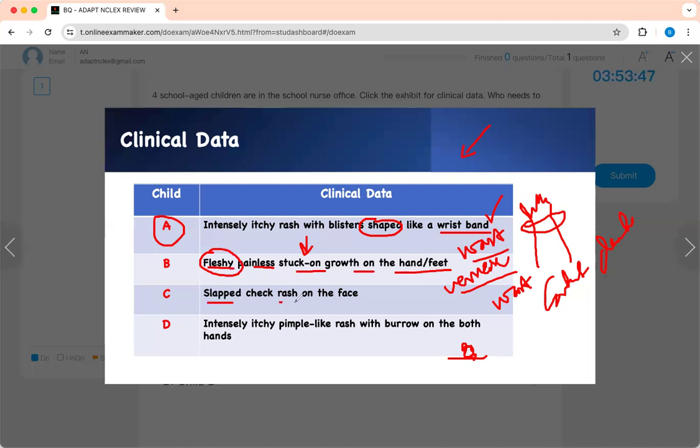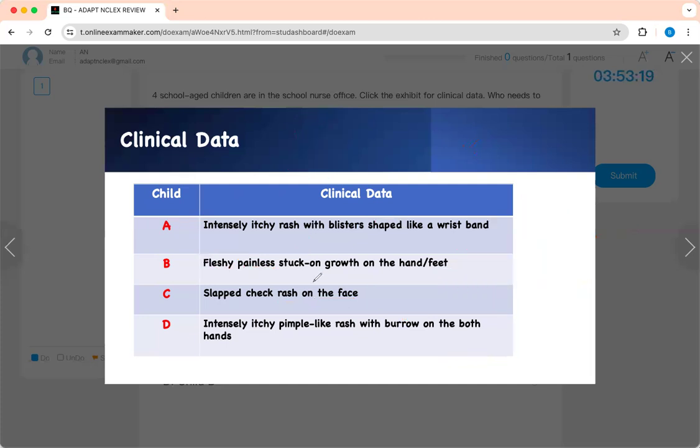Slapped cheek rash on the face. If this is the kid's face and the nose is here, you see a rash here, a rash here. It looks like he's been slapped on the face. What do you call it? This is caused by Parvo B19. It's very, very contagious. And I know a lot of people will pick this. Parvo B19, a lot of people will pick it.